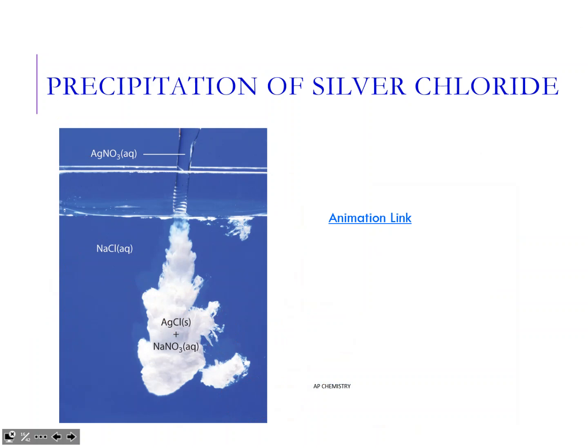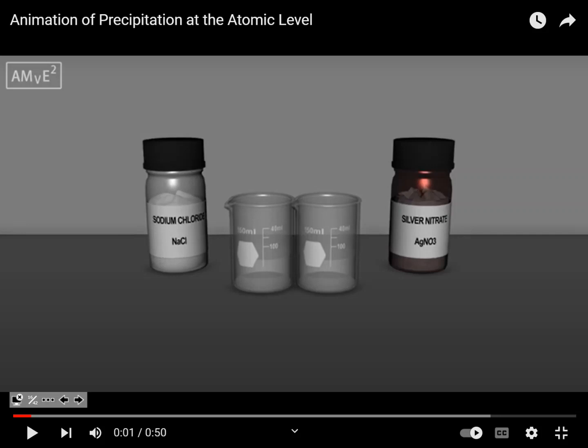Now, we're just going to look at the animation. I'm going to talk you through what you're going to see happening here. This will help you with your particulate model diagram drawing. On the previous screen, you might have noticed that the silver chloride is a white precipitate. That's what we saw in the picture. So we're going to now look at it from an animation standpoint.